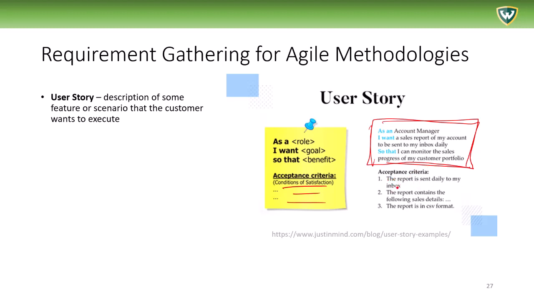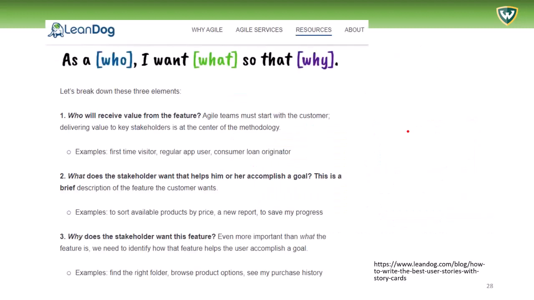The report is sent daily to my inbox. The report contains the following sales details. The report is in CSV format. So also user language, user story, there's a progression. It's understandable to maybe everyone involved, even if you're not part of this area. And then it helps later make the specific functional requirements and non-functional requirements.